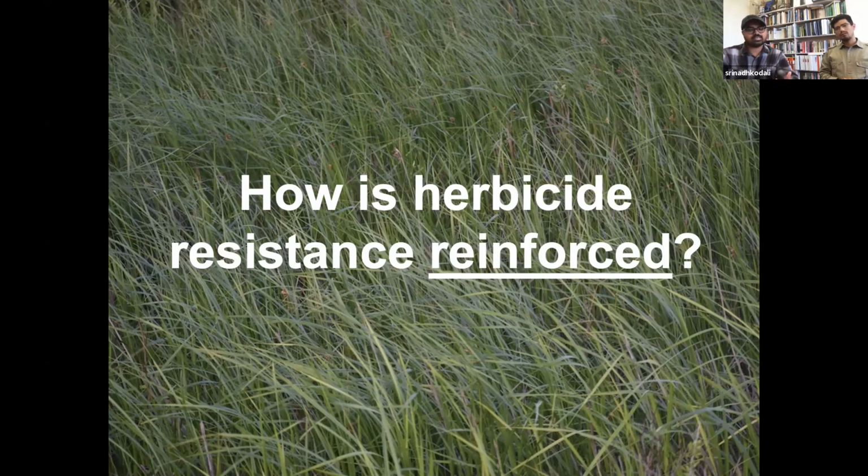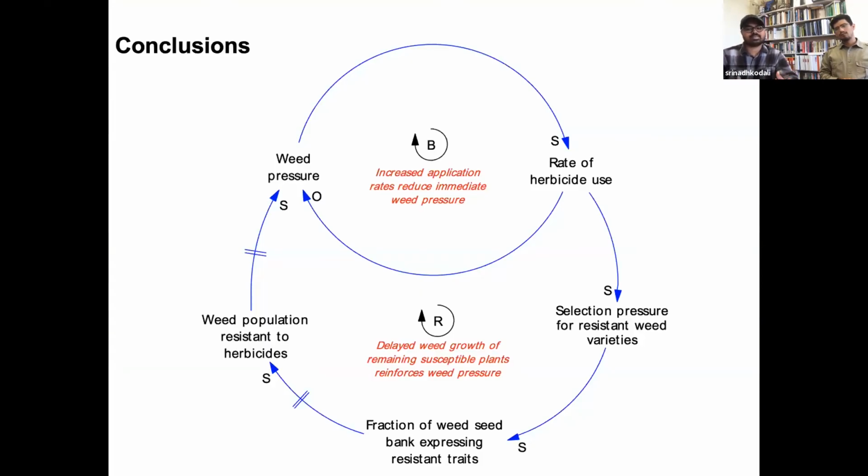So in order to answer this, we have a fixes that backfire archetype, in which you'll be having an initial weed pressure, because of which the farmer or the producer increases the rate of herbicide use, which reduces the weed pressure in the short term, closing the top loop, making it a balancing loop.